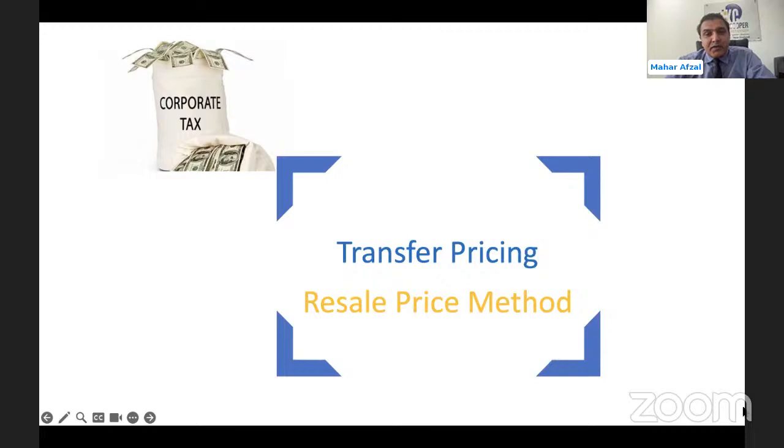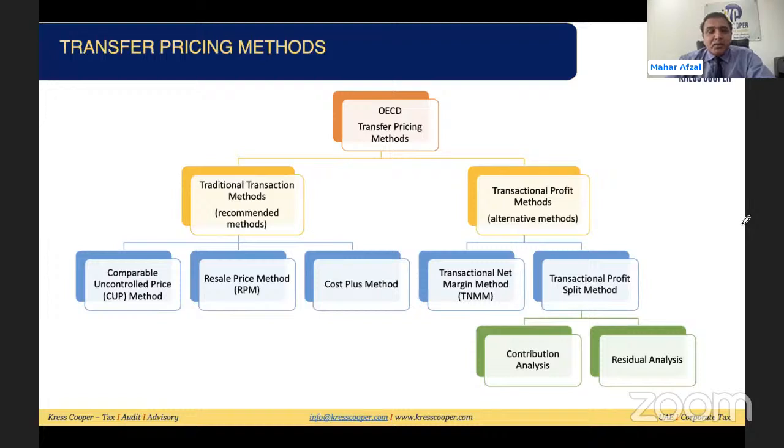As Ms. Faiza said, we are going to discuss the resale price method of transfer pricing. We have already discussed the CUP method. We all know that there are five methods given in the Organization for Economic Cooperation and Development guidelines: the comparable uncontrolled price (CUP) method, the resale price method, the cost plus method, the transactional net margin method, and the transactional profit split method. We'll discuss all these methods one by one. We already covered the CUP method, and today we are going to discuss the resale price method of transfer pricing.